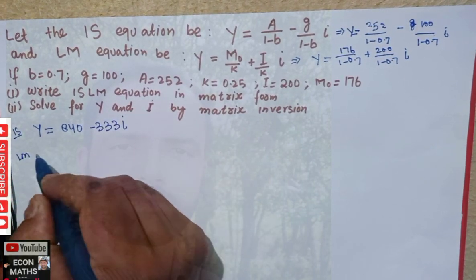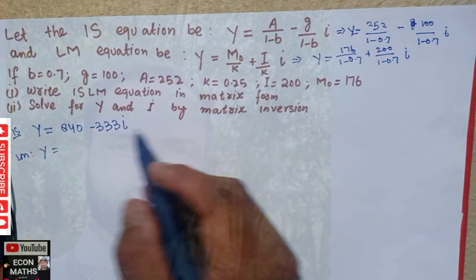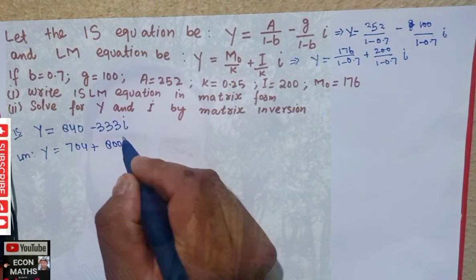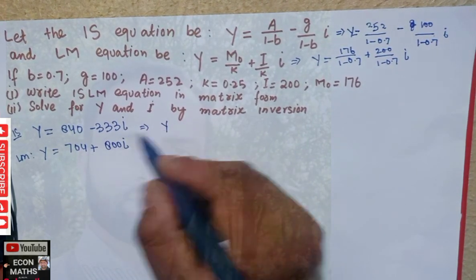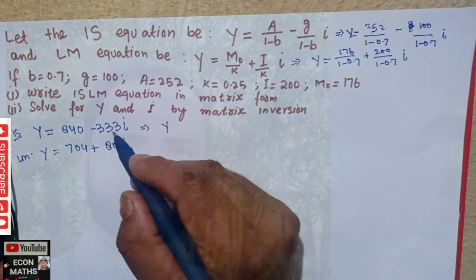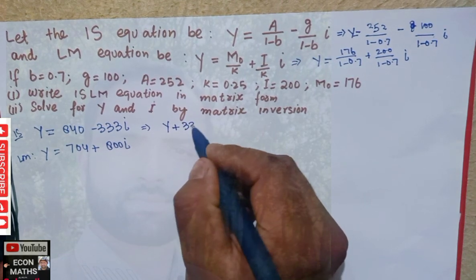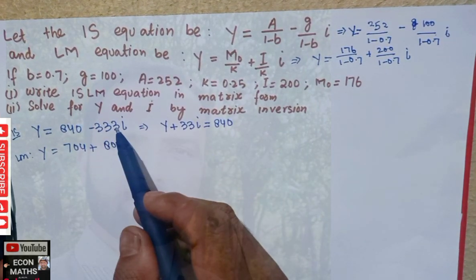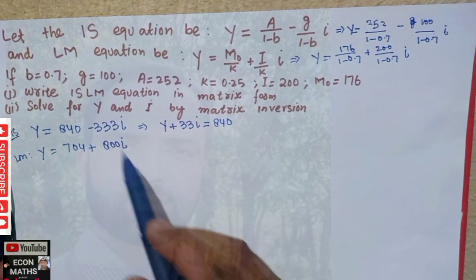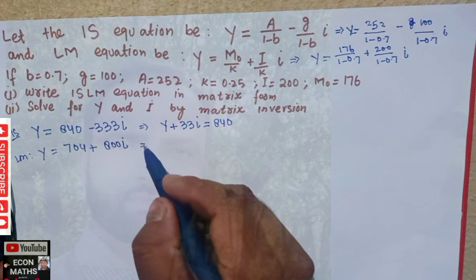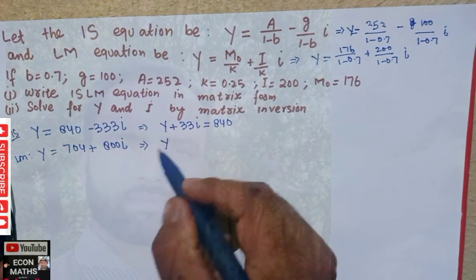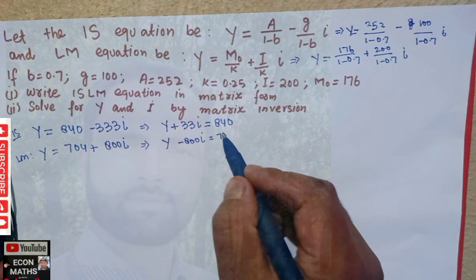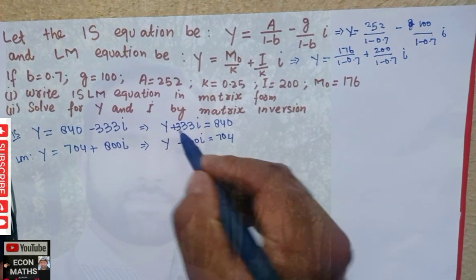Our LM equation comes like this. Y is equal to, when solving this, we got 704 plus 800i. Further we can write this by transposing the negative 333i on the LHS, this will become positive, y plus 333i is equal to 840. What we did here is take all the endogenous variables on the LHS and exogenous variables on the RHS. Exogenous here is this 840. Similarly, in the LM, we take all the endogenous variables on the LHS, that is why we have y minus 800i is equal to 704.